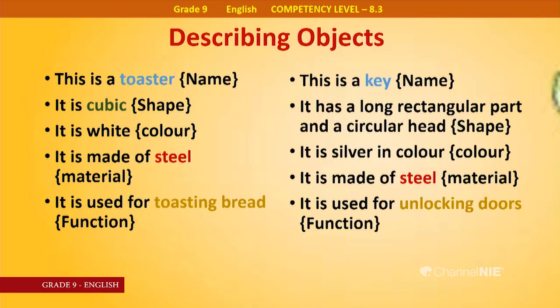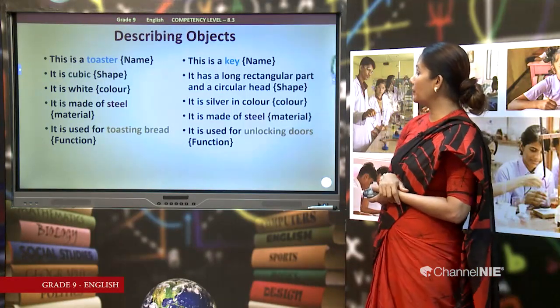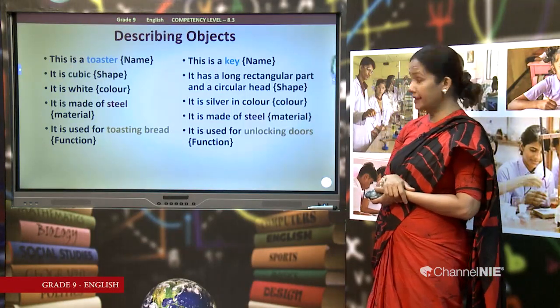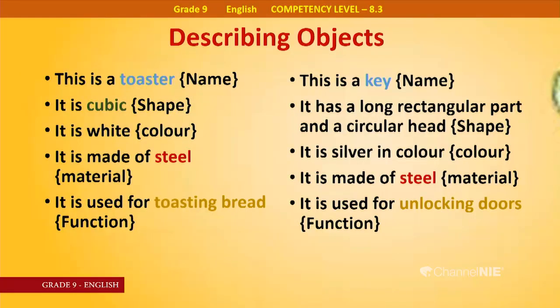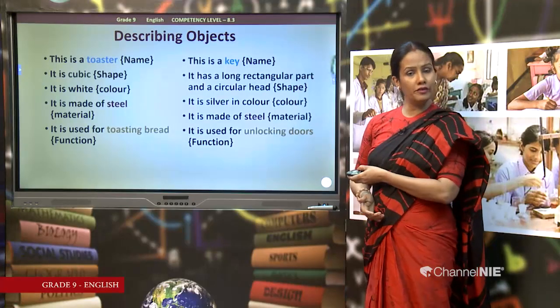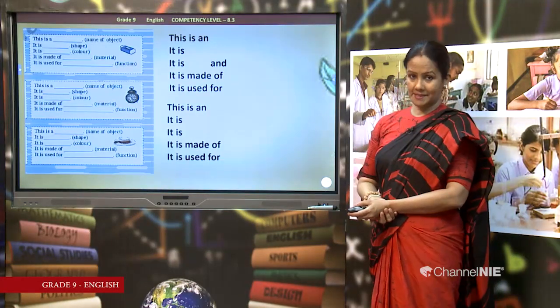This is a key. You know what is a key? It has a long rectangular part and a circular head. It is silver in color. It is made of steel. It is used for unlocking doors. Now, you have a mind map about a toaster and a key. Now, we will move on to some pictures and the sentences.